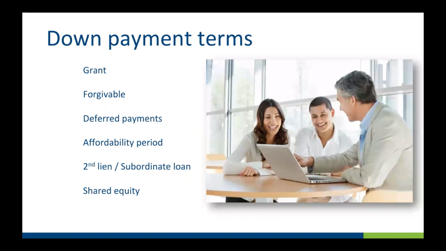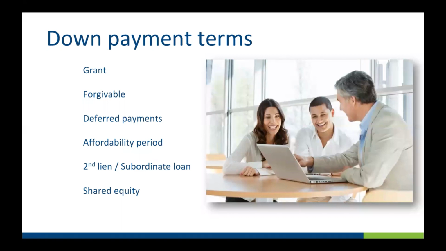Now, I want to go over some of the common terms you might hear. You might hear DPA or DAP, grant, forgivable, deferred payments. We talked about affordability period. You might hear DPAs called a second lien, second loan, subordinate loan, second mortgage. They're all sort of basically describing down payment assistance. When you get into forgivable versus deferred versus grant, now you're kind of describing the repayment structure or the repayment terms of that program. But I just want to be clear, when we say DPA or DAP or second loan or subordinate loan, that's basically down payment assistance.